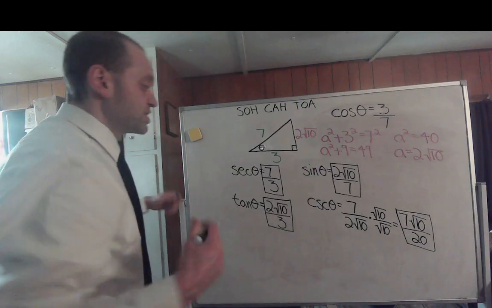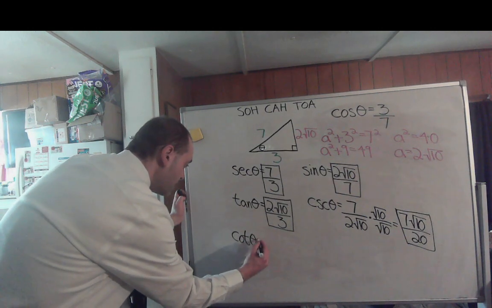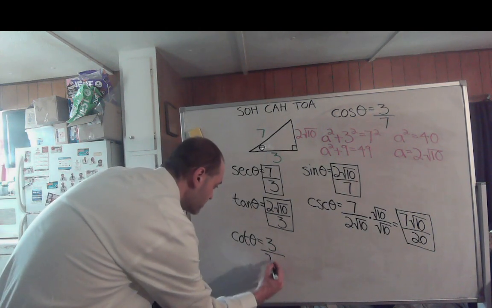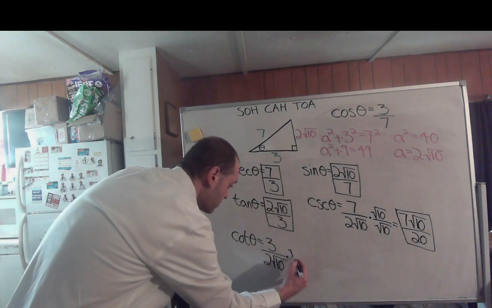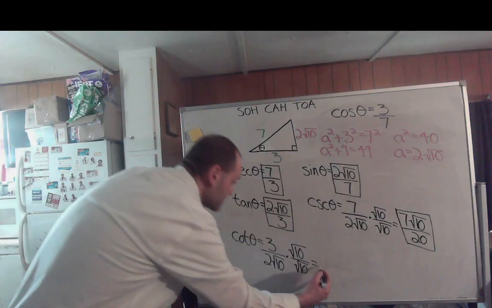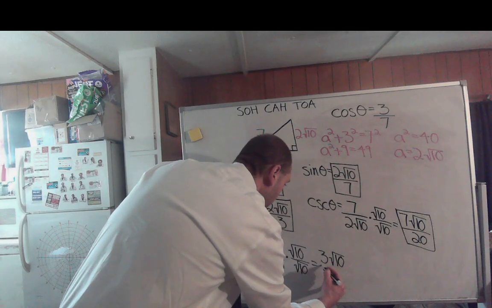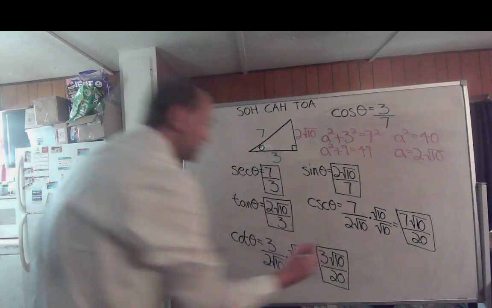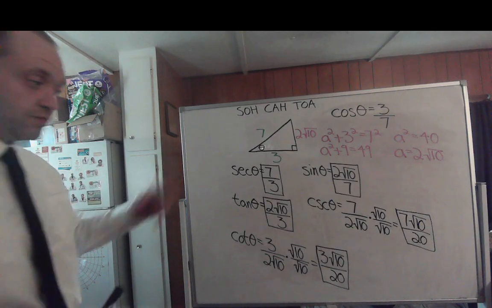And then now, of course, let's find the cotangent. So the cotangent of theta, that's your adjacent leg over opposite. So this is going to be 3 all over 2 times the square root of 10. But we need to rationalize this again. So square root of 10 over square root of 10. This is going to turn into 3 times the square root of 10 all over 20. That would end up being the cotangent of this particular angle. So there's all the values of your angles.